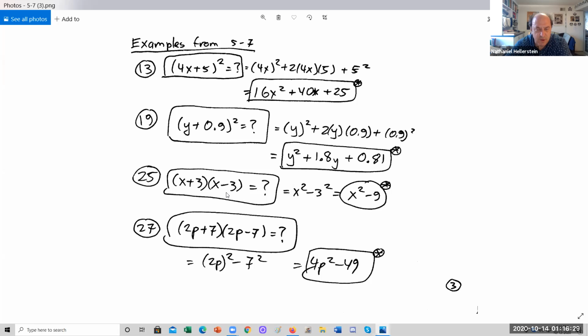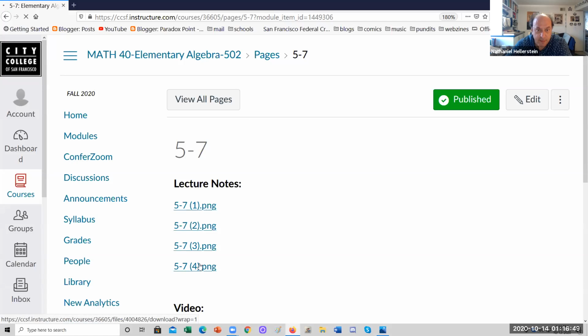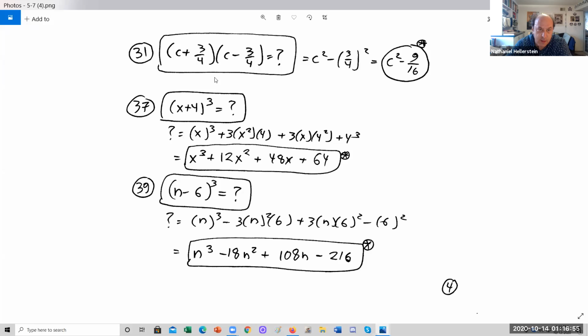Here's a sum times a difference. It's a difference of squares, x squared minus 3 squared, or x squared minus 9. Again, a sum times a difference. Difference of squares, square of 2p minus square of 7. That's 4p squared minus 49. Again, it's a sum times a difference. Difference of squares, c squared minus the square of 3/4, which is 9/16. C squared minus 9/16.